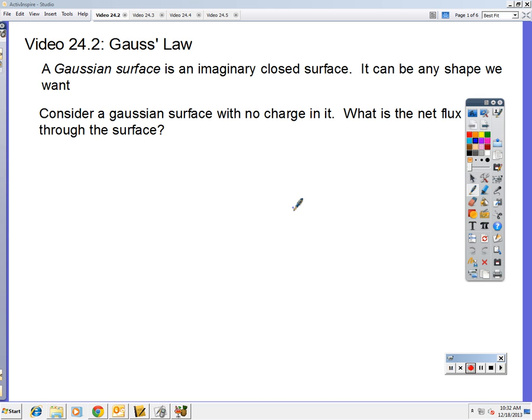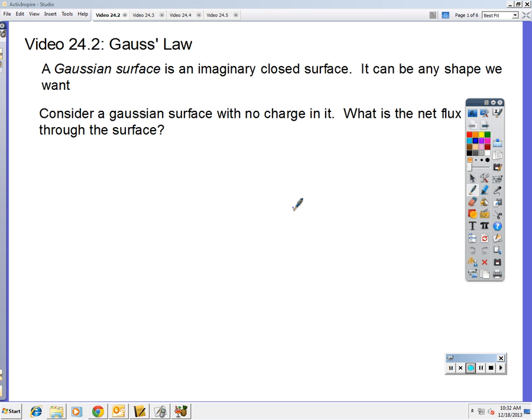So first we're going to define what we mean by the phrase a Gaussian surface, because we'll be using that term a lot. Basically, a Gaussian surface is an imaginary closed surface. We're going to find a flux through it, but the fact that there's no actual physical object at the location of this surface is okay, because it's imaginary. And because it's imaginary, we can pick it to be any shape we want as long as it's closed. But we're going to find that certain shapes of Gaussian surfaces make it easy to calculate the electric field, and other shapes make it really hard to calculate the electric field.